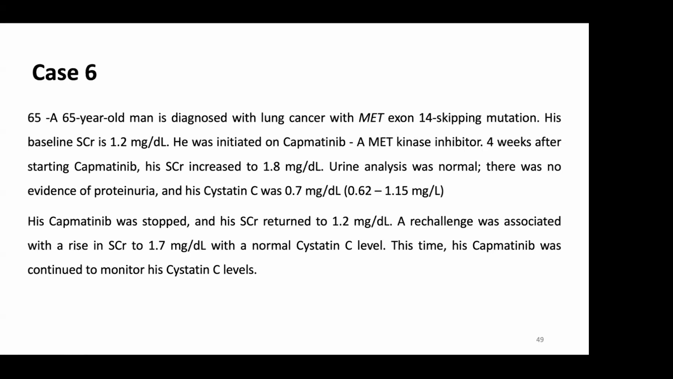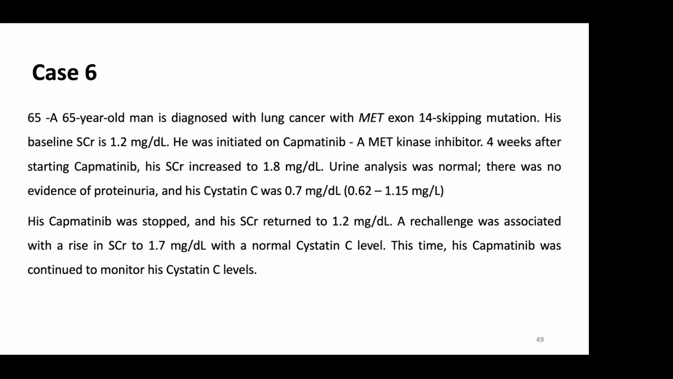So his baseline creatinine is 1.2. He was started on a drug called capmatinib, which is a MET kinase inhibitor, which is specifically used in this particular mutation. 4 weeks after the treatment started, the patient's creatinine went up to 1.8, and that's the time when the patient was referred to me for evaluation. Urine analysis is normal. There is no proteinuria. There are no casts which are seen.